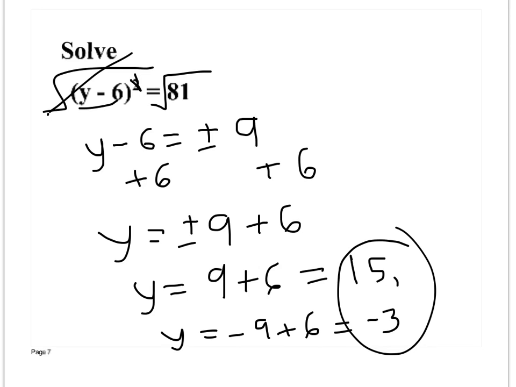Because if I plug 15 in here, what's 15 minus 6? 9. What is 9 squared? 81. Negative 3 minus 6 is what? Negative 9. What's negative 9 squared? 81.